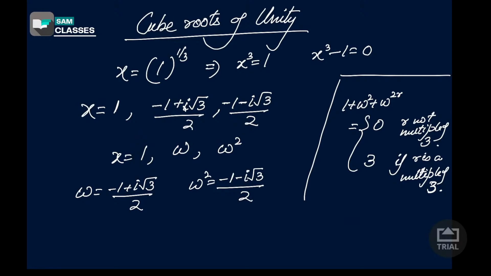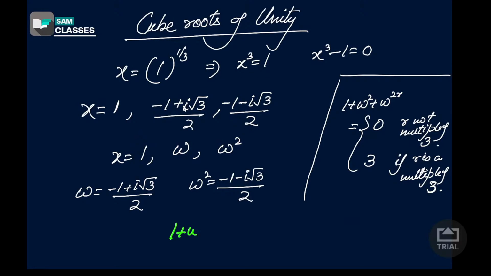Clear? Chalo. If r is not a multiple of 3, then it is 0. If r is a multiple of 3, then the value will be 3. Clear? Just one second. Don't get confused. I just said a bit opposite.